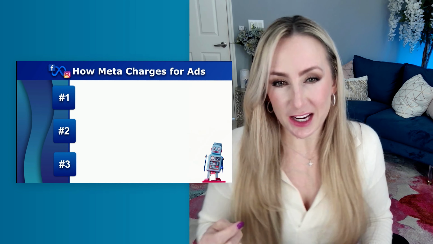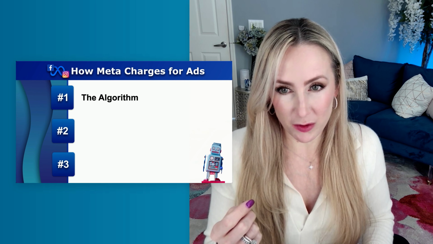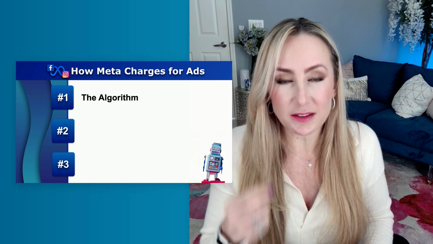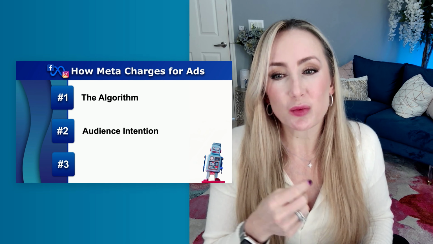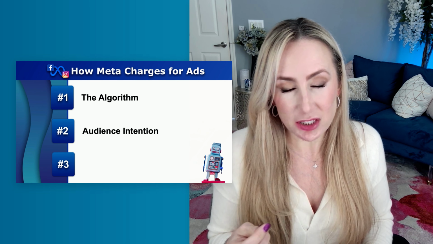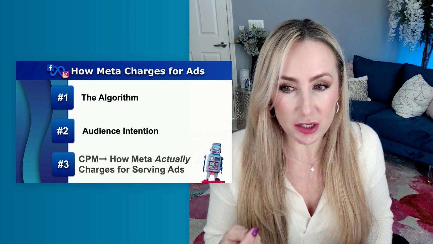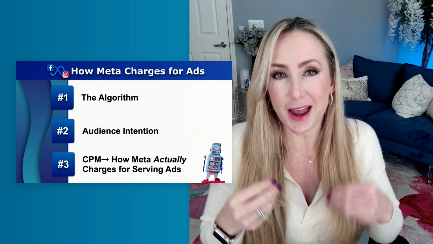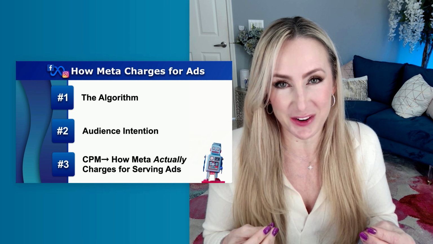We are going to be diving into, one, the algorithm, understanding at a high level what the algorithm's role and goals are. Two, we're going to talk about how audience intention affects the way that you are charged. And three, then we're going to talk about the CPM, which is how Meta actually charges for serving your ads.